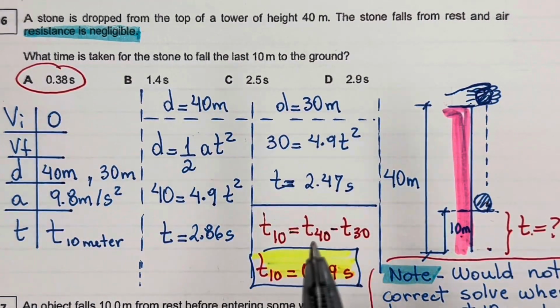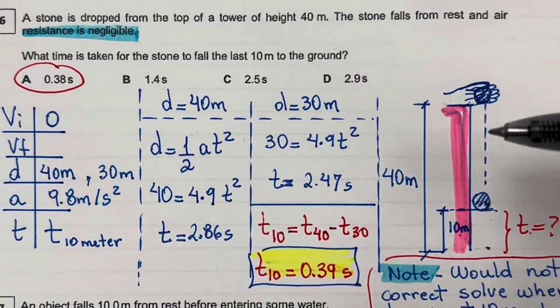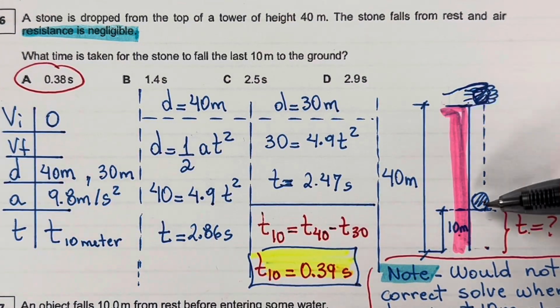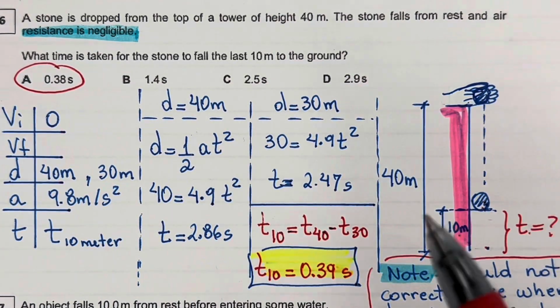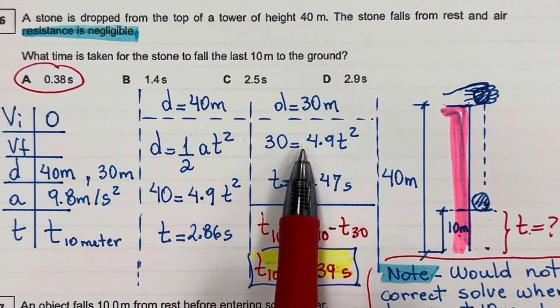And then I calculate my other time. I do the same thing, but now with my distance at 30 meters. So from here to 30. The initial velocity is also 0. And then I can use the same simplified equation.